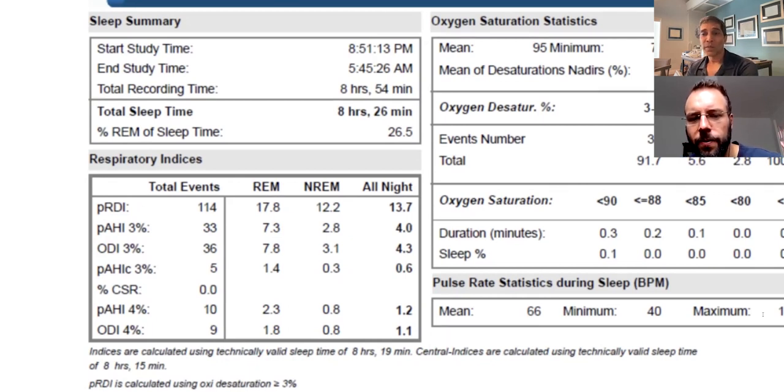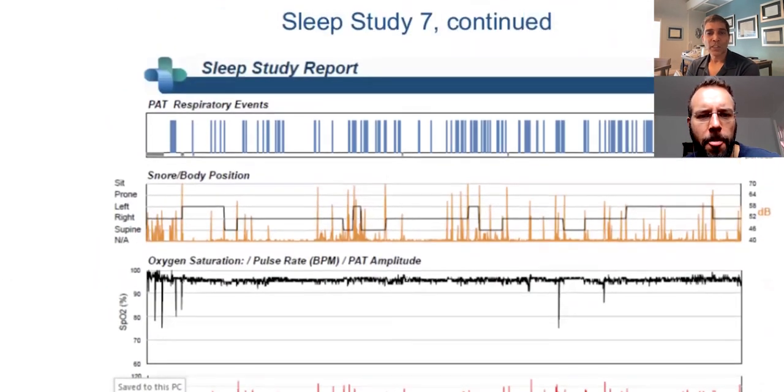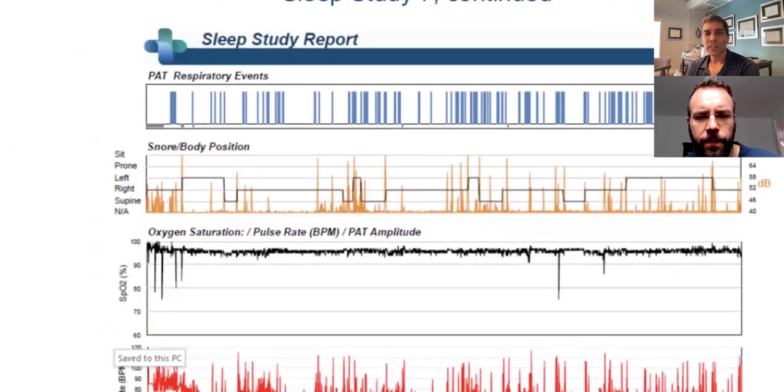Anyway, minimum 40, maximum 117. Bad news is it went up. Good news is the heart reacts, right? So, I mean, it's all how you look at it. And then there's some steady snoring here during the second half of the night and some clusters in the first half of the night. Pulse is pretty solid.